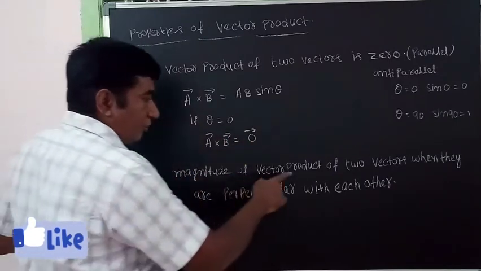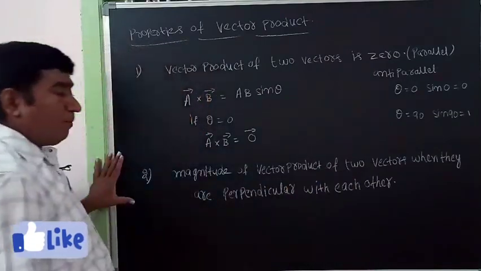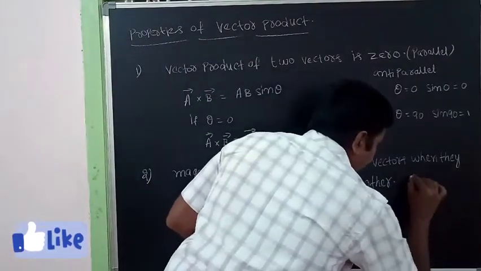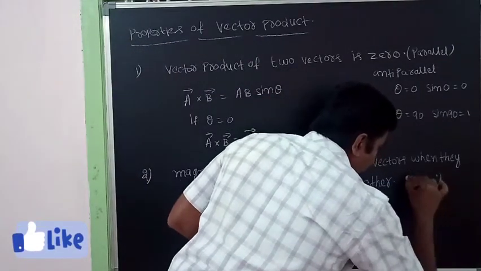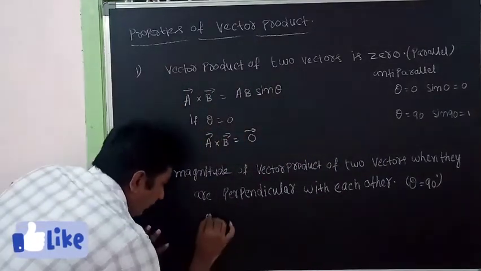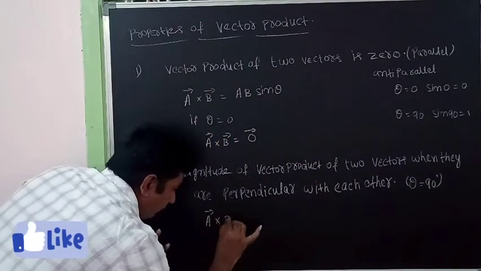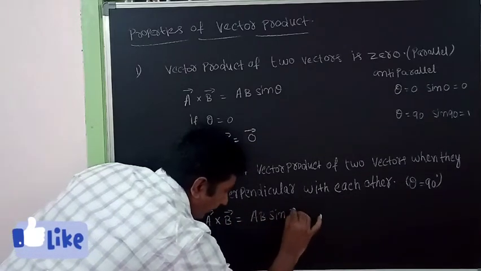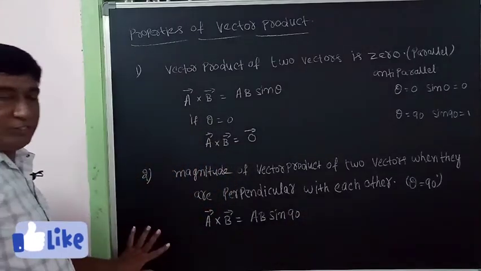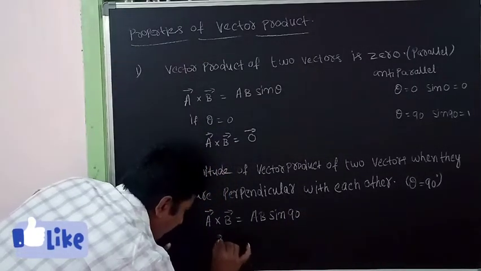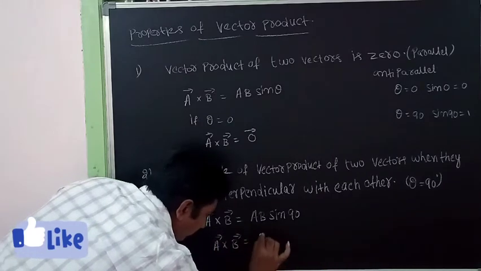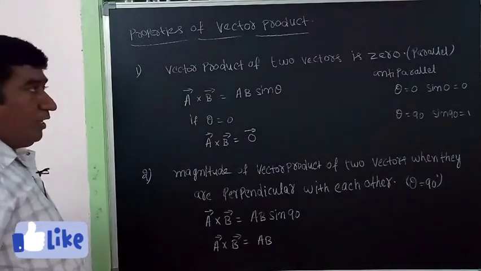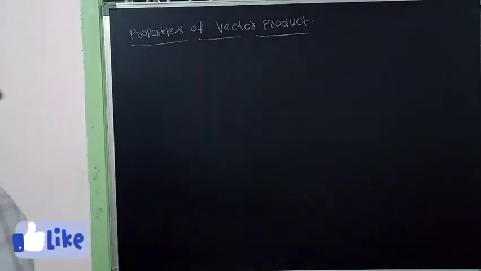Here is the magnitude of the vector product of two vectors when they are perpendicular to each other. Whenever they are perpendicular, theta is equal to 90 degrees. In such a case, A vector cross B vector is equal to AB into sin 90. Sin 90 value is nothing but 1. We can get here A vector cross B vector is equal to AB. So next one.